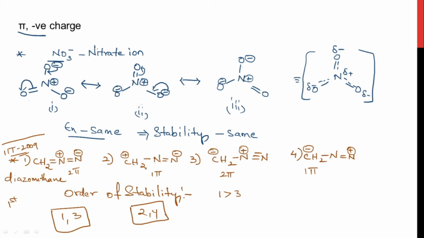So you can apply the fourth rule to differentiate between 2 and 4 options. You can see in this second option the electronegative atom is bearing the negative charge. In the fourth option, carbon is bearing the negative charge. So which is more stable? The more electronegative atom bearing the negative charge is more stable. So the second option would be more stable compared to the fourth. Yes, this is the order. So this is the order of stability. This would be the answer, right?